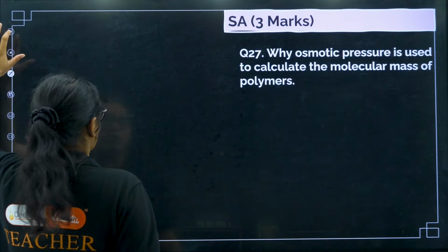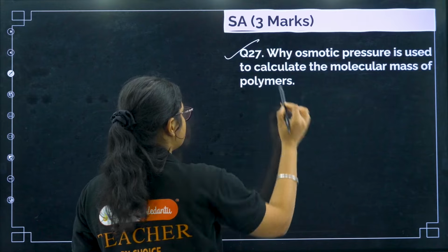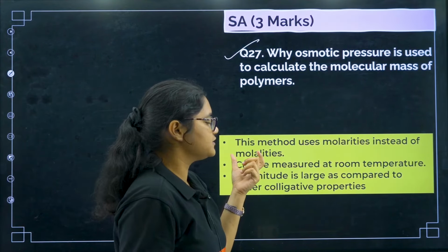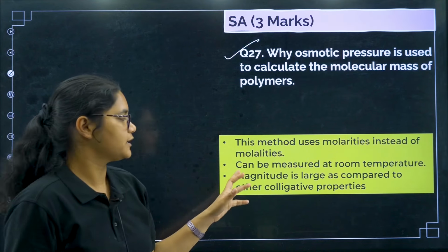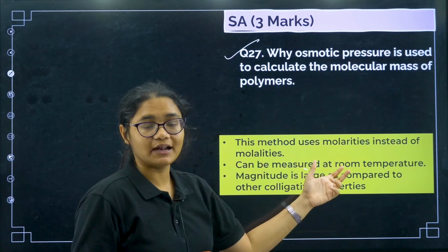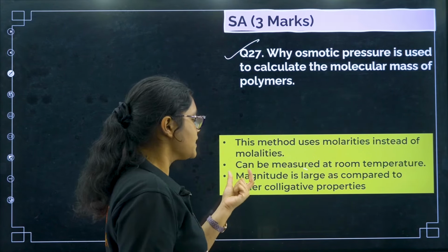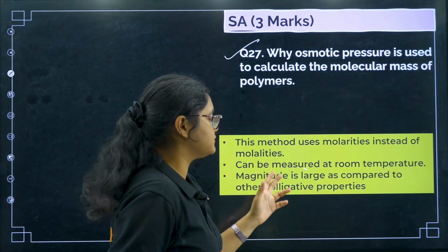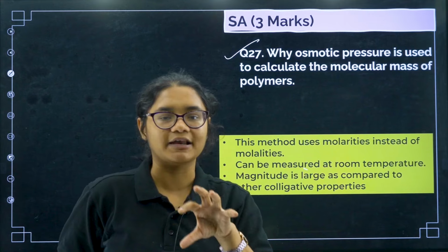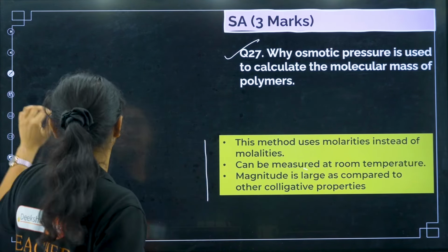Okay. Next, why is osmotic pressure used to calculate the molecular mass of a polymer? This is a very important question. Many of the papers have been asking this question. That is because, the first thing, it uses molarity instead of molality. Next one is, it can be measured even at room temperature. And the osmotic pressure value is very large as compared to the other colligative properties. So we have big values which can be calculated easily. So these are the three factors, you should remember them.